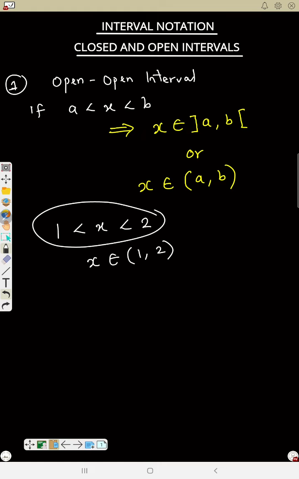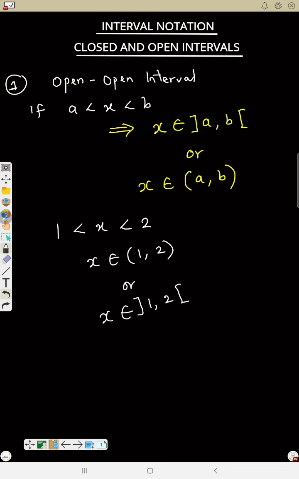That is the meaning of this: 1 is not there, 2 is also not there. So this is how we represent it, or I will say x is a member of (1, 2), like this. So this is how we can represent this interval. That is an open interval. Take notes.